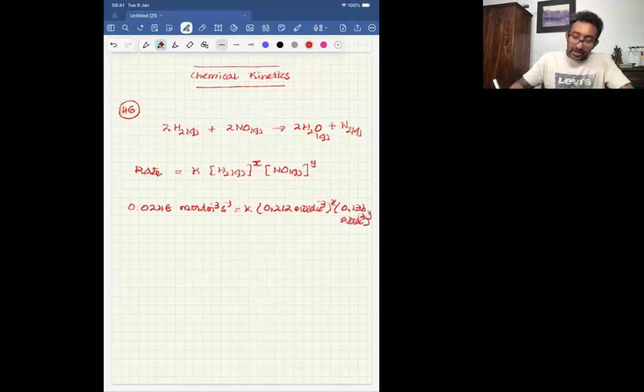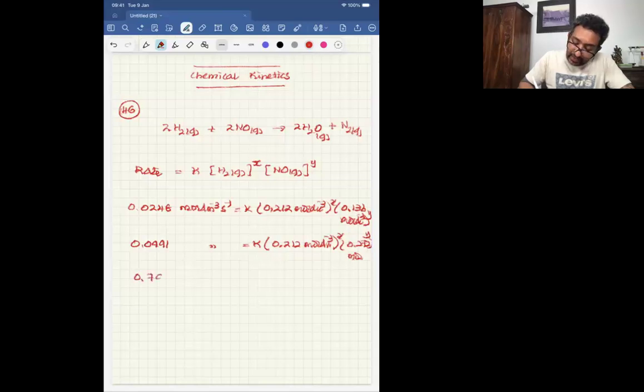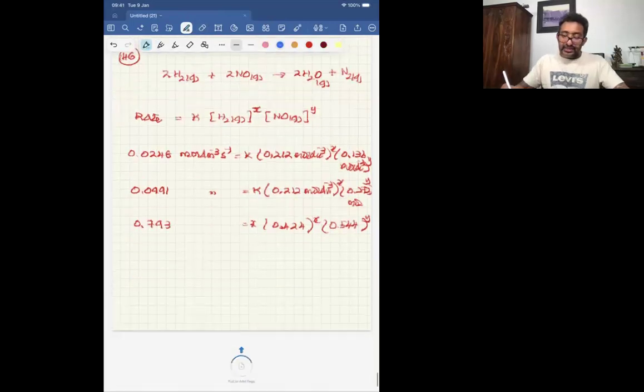The second experiment: 0.0991 moles per cubic decimeter per second is equal to k times 0.212 to the power x, 0.272 moles per cubic decimeter to the power y. Don't do it like this at the exam; now we need to look at the answers and move on a little quickly. The other one is 0.793 is equal to k times 0.424 to the power x, 0.544 to the power y.